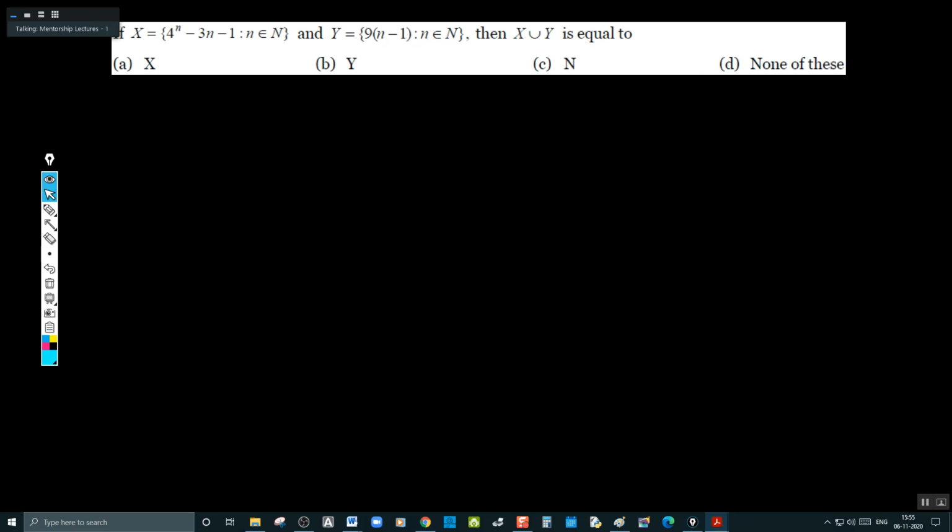X union Y is needed. X is defined, Y is different. Let us write X now. N belongs to capital N. So put N equal to 1 there. I'm writing it in the roster form. It is given in the set builder form. Put N equal to 1 and tell me X now 0.